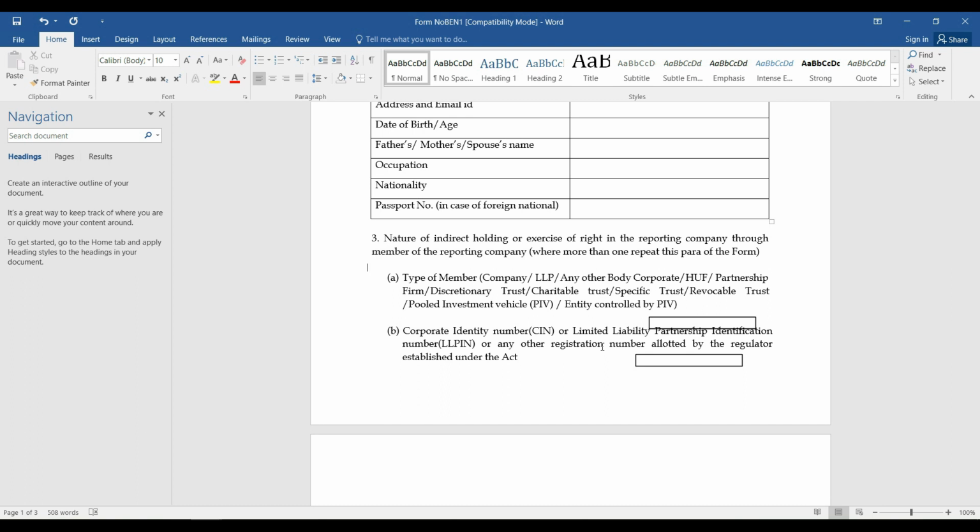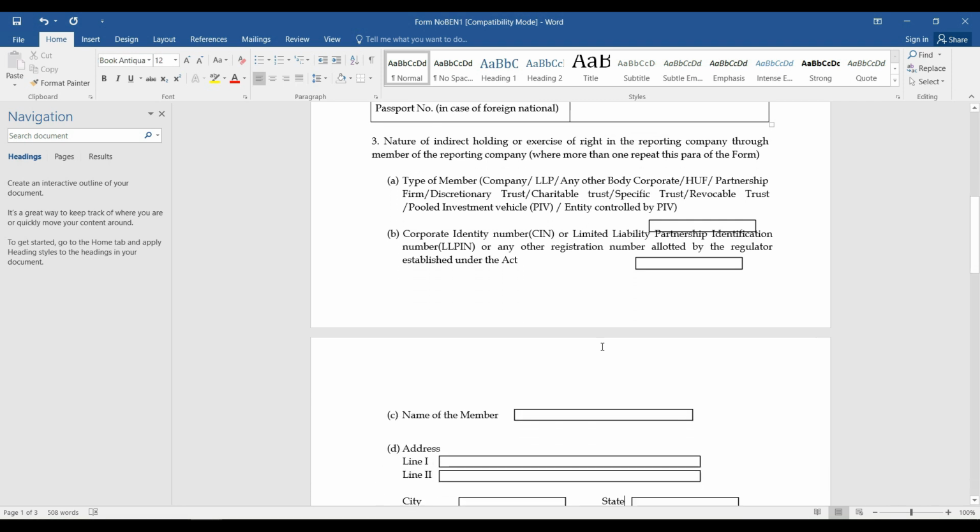Then the CIN number, if it is a company. If it is an LLP, we have to mention the LLPIN. Then, according to the same, we have to mention their registration numbers over there.